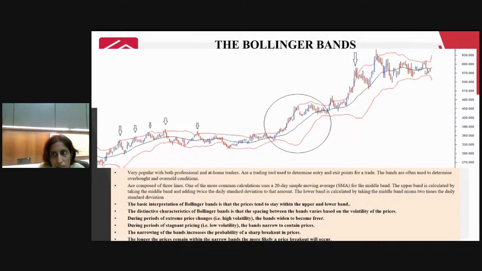Whereas if the upper and lower bands are coming closer, it indicates that the volatility related to that particular stock has come down considerably. So this is an important point which is being shown by the Bollinger Bands. During periods of extreme volatility, the bands widen, and during periods of stagnant pricing, the bands are narrow. So the narrowing bands increase the probability of a reversal.